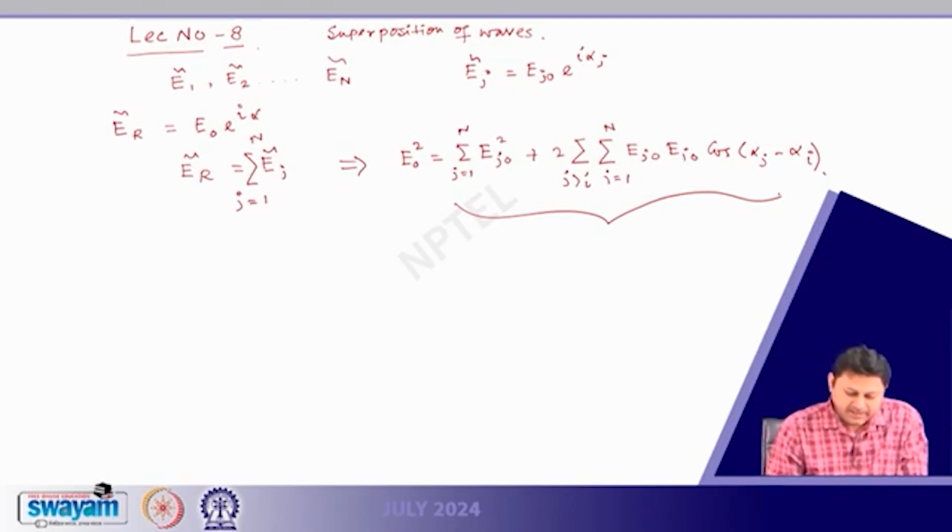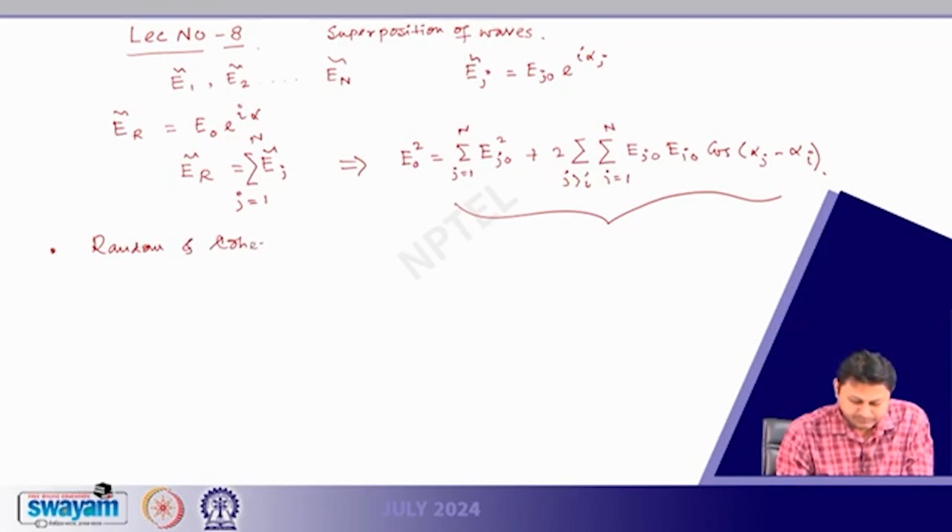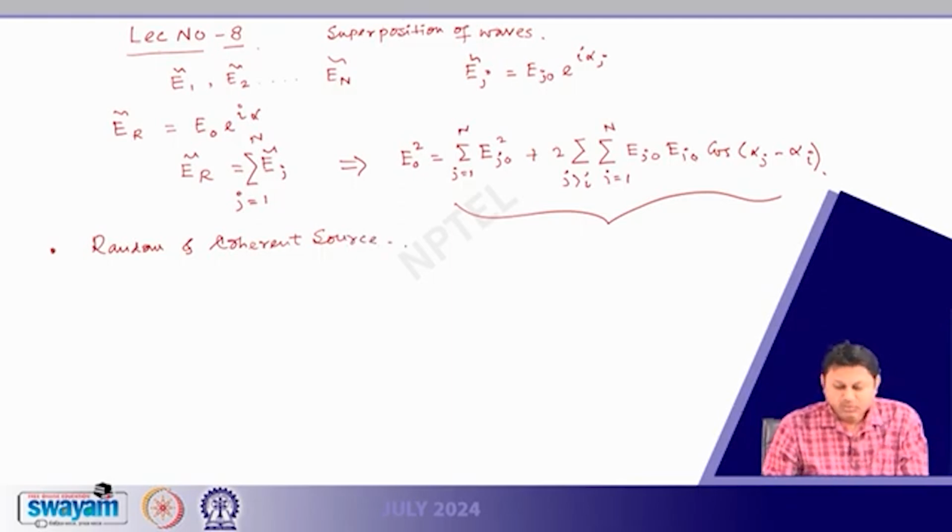Now after having that, we are going to describe two cases: random and coherent sources, a very important term.